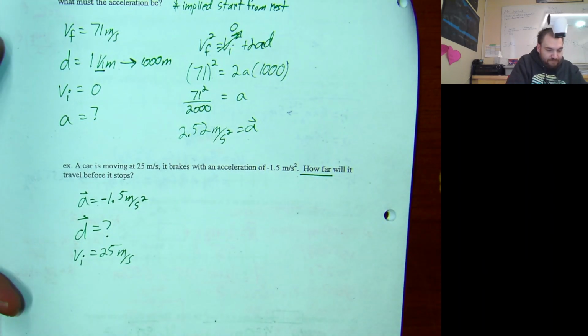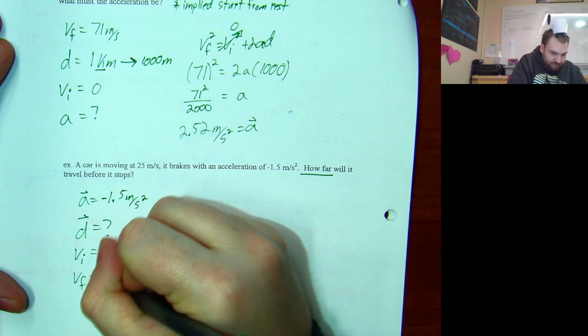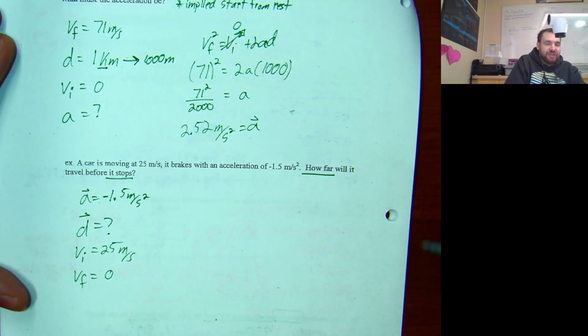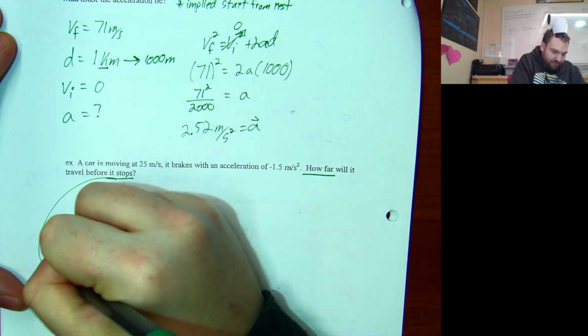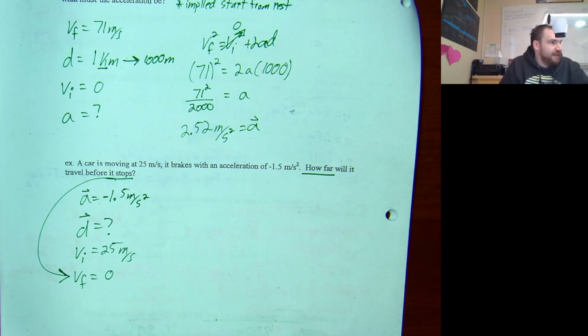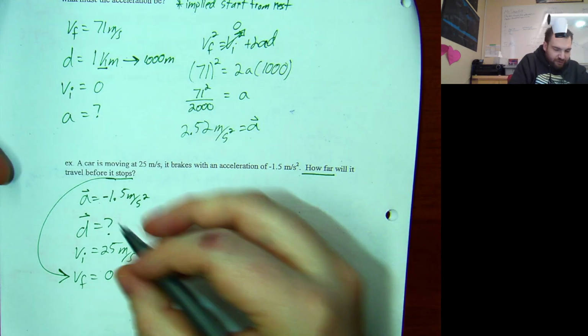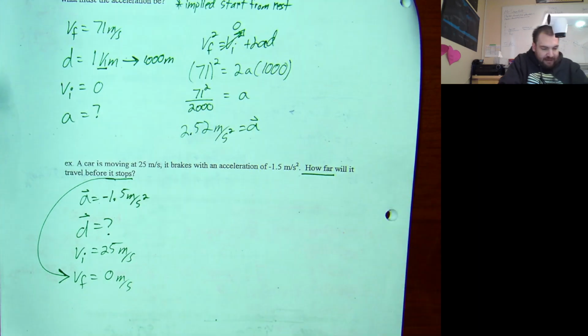The VF is 0 because the car stops. It is reasonable to assume that a stopped vehicle is not moving. 0 meters per second. Okay, which of the equations are we going to use to solve this thing?